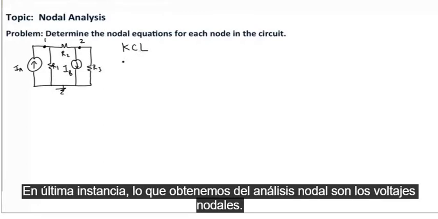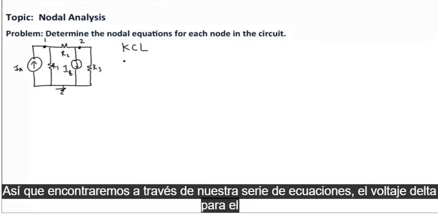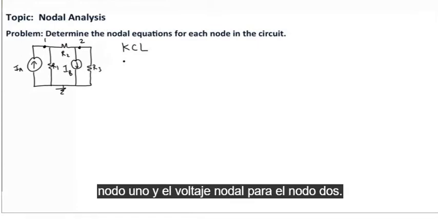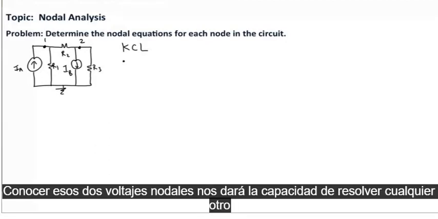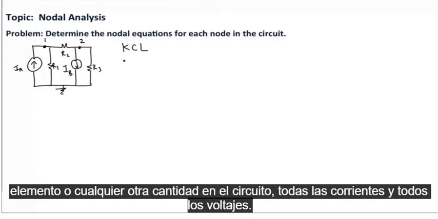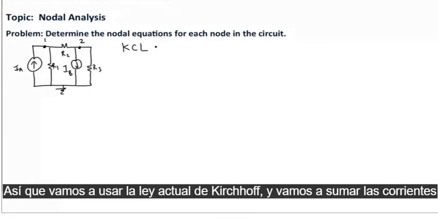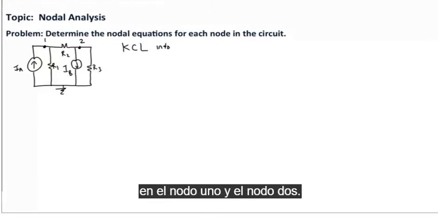Ultimately, what we get from nodal analysis is the nodal voltages. So we'll find through our series of equations the nodal voltage for node 1 and the nodal voltage for node 2. Knowing those two nodal voltages will give us the ability to solve for any other elements or any other quantities in the circuit, all currents and all voltages. So we're going to use Kirchhoff's current law, and we're going to sum the currents into node 1 and node 2.